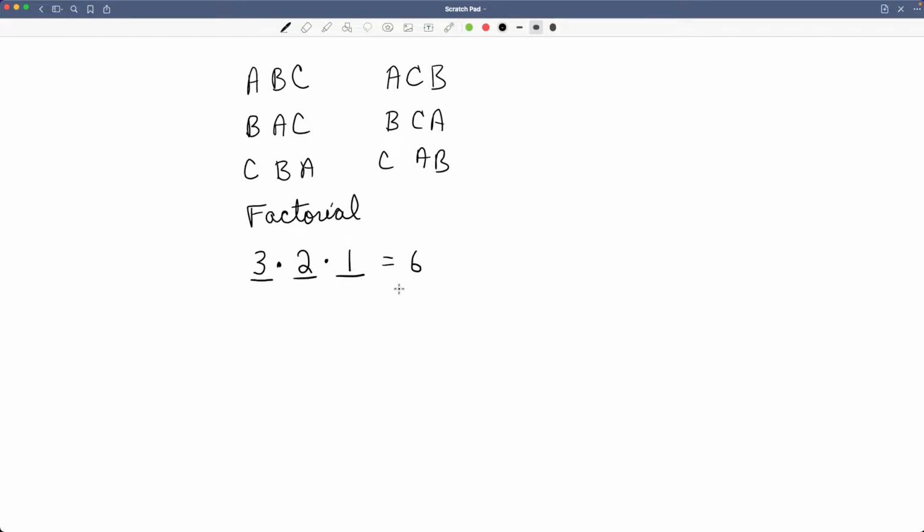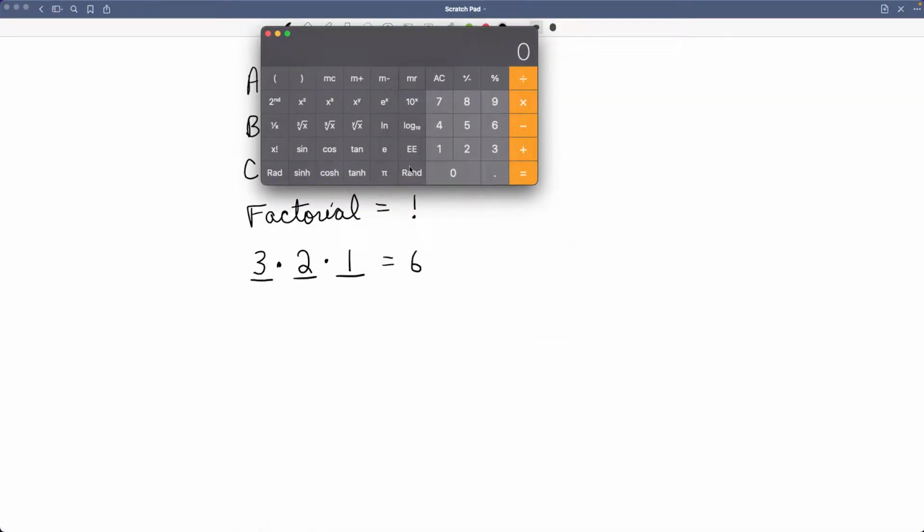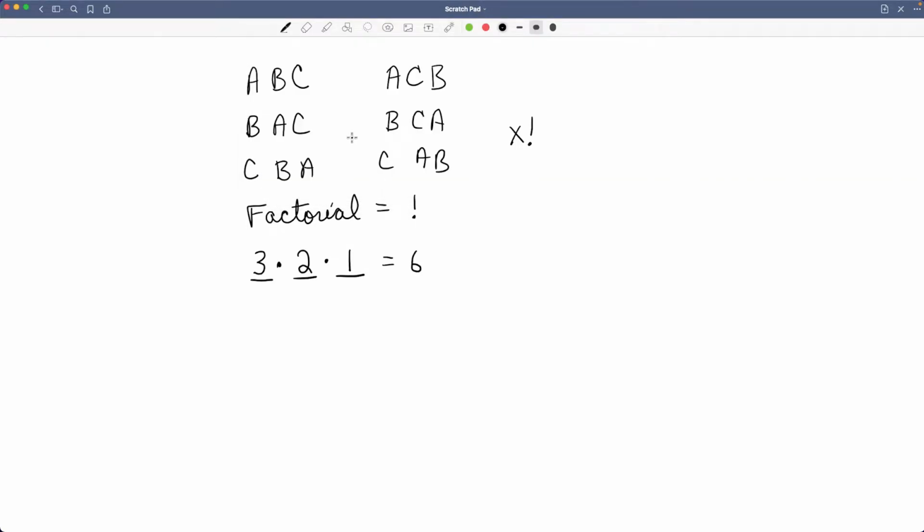We could get the same calculation by using the factorial button on our calculator, and it looks like X with an exclamation point. The exclamation point is the factorial symbol. So let me show you here. If I said 3 and I hit the X exclamation point factorial, it gives me 6. So easy peasy. It's not a hard thing to calculate on your calculator. So that is when we do not have repetition. So no repetition here.